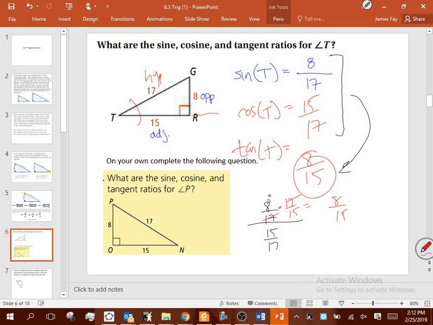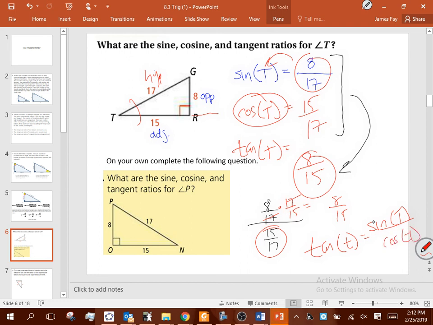What was 8 17ths the same as? 8 17ths we said was sine, wasn't it? 15 17ths we said was cosine. So what we find out is that tangent of t is actually whatever sine of t is divided by cosine of t. So that's a neat relationship that's useful for trigonometry. We'll talk about that later on and do more work with that, but that is an observation that might be useful. So that's one thing they'll ask you to do.